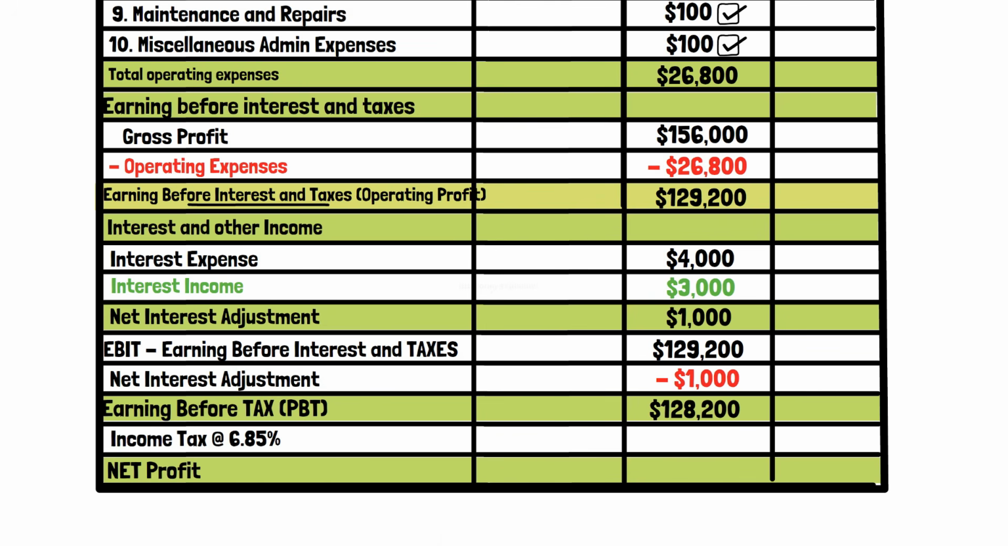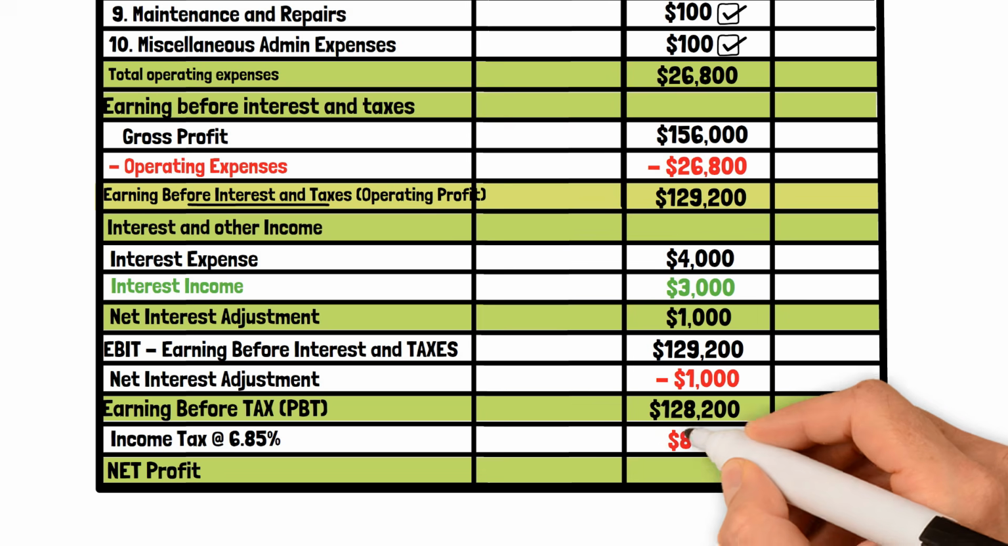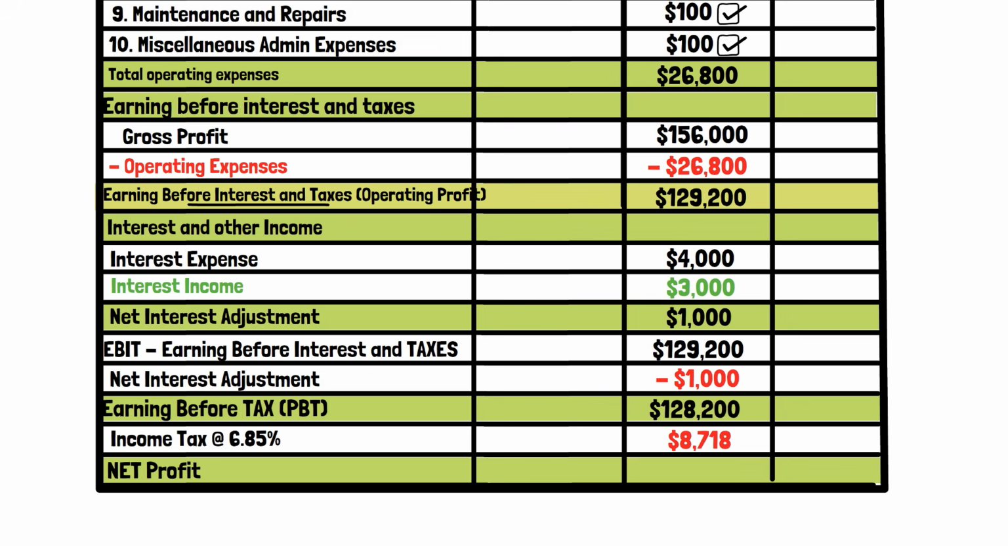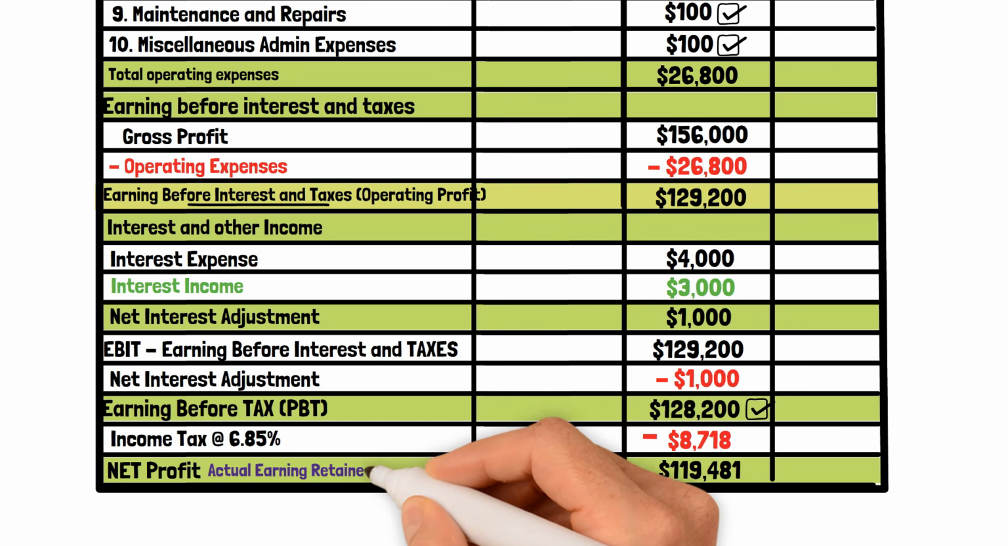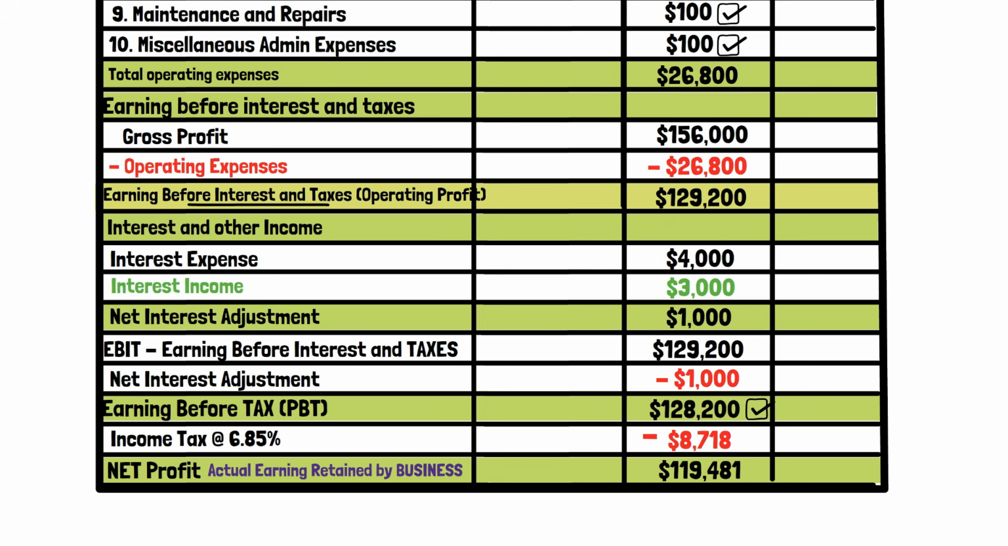Using an effective tax rate of 6.85%, taxes for the year amount to approximately $8,718. After deducting taxes from earnings before taxes, the final net profit for the year is calculated. $128,200 minus $8,718 results in a net profit of $119,481. This net profit represents the actual earnings retained by the business after covering all costs, expenses, interest, and taxes.